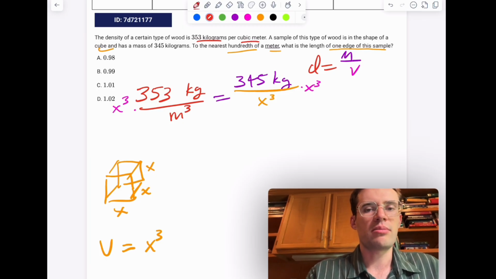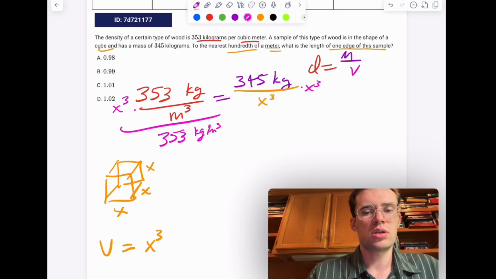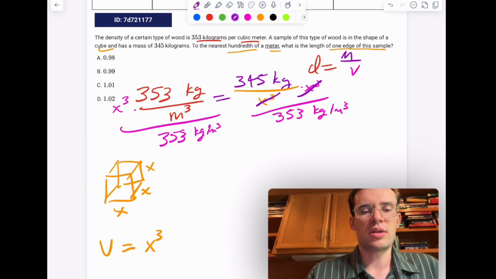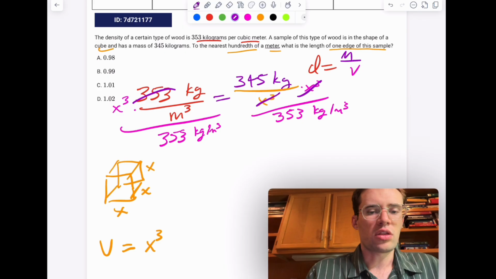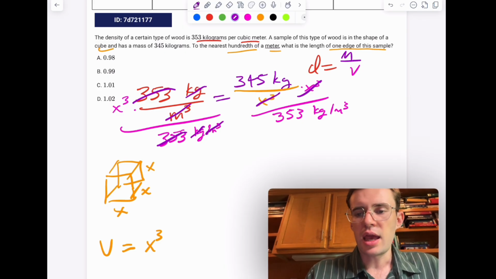And then I'm going to divide both sides by this 353 kilograms per meter cubed. Over here, divide by 353 kilograms per meter cubed. Okay, so we already have x cubed divided by x cubed cancels over here. 353 kilograms per meter cubed cancels out on the left side. And then over here, kilograms divided by kilograms cancels out.